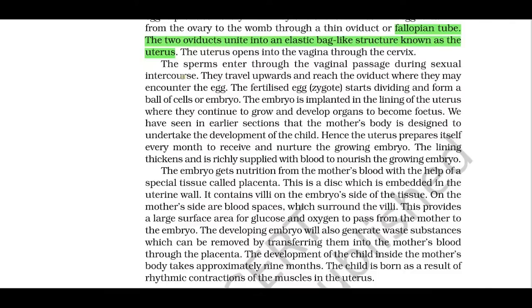The sperms enter the vaginal passage during what? Sexual intercourse, through which the sperm will be carried to the site of the female egg. After the fusion of male and female gamete, it results in the formation of zygote. The zygote starts dividing and forms a what? Ball of cells or the embryo. This embryo is implanted in the lining of the uterus until they continue to grow.